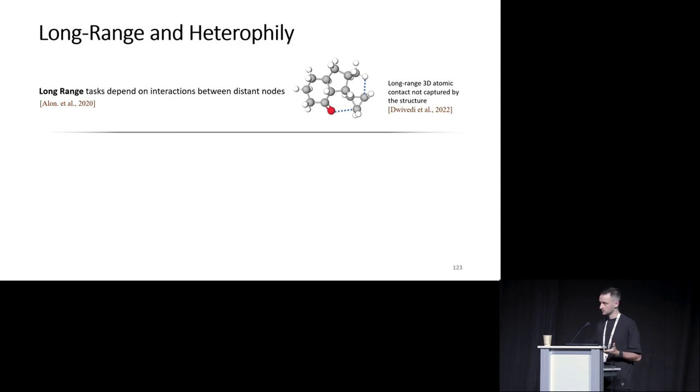First of all, long range, in more detail, basically refers to tasks that depend on long-range interaction between nodes, in protein-protein interaction or in different tasks. Maybe they are different nodes that are farther away, but they should communicate in order to better inform the task.